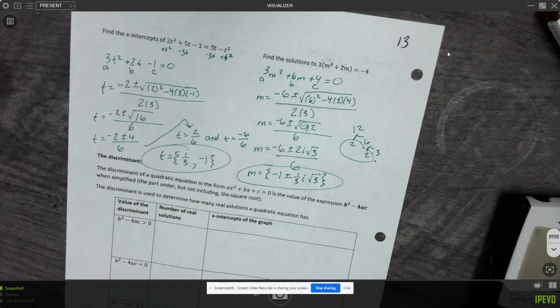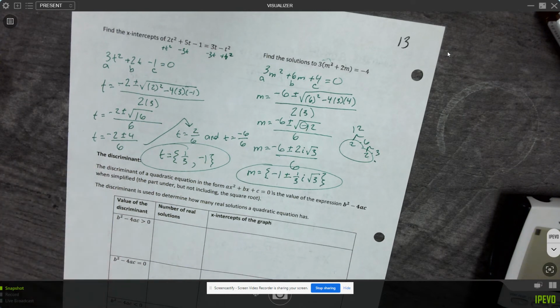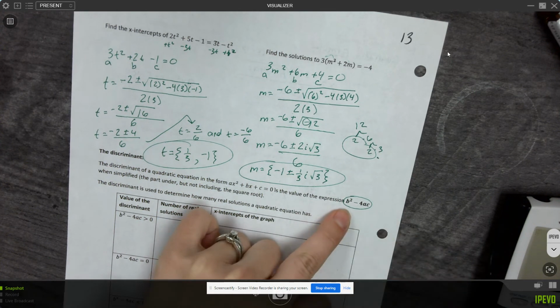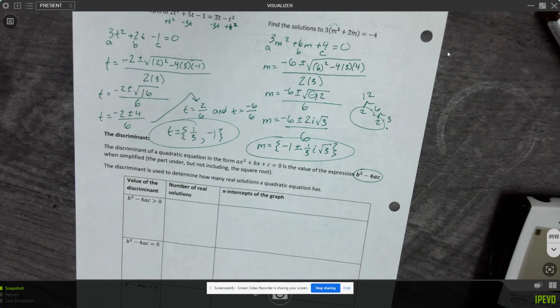Okay, and the last part we need to talk about is what is called the discriminant. The discriminant is part of the quadratic formula. It is just the b squared minus 4ac part of it. It's the part underneath, but not including, the square root. The discriminant tells you, based on that number, how many real solutions there will be.